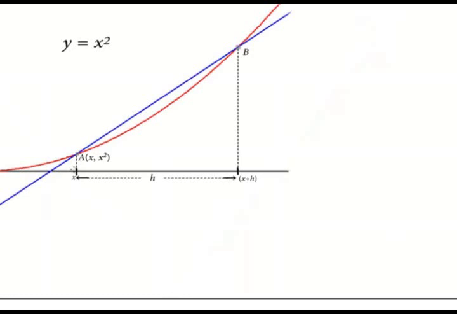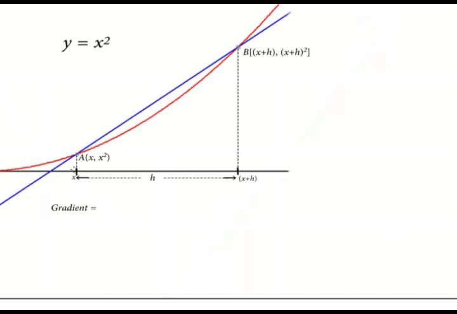The x coordinate is x plus h, that we already know. How about y? The curve has equation y is equal to x squared. So for every value of x, to get the corresponding value of y, we square the x value. So we shall have (x plus h) squared. And so the coordinates of point B is x plus h, (x plus h) squared. We join the 2 points and then get the gradient of the straight line.